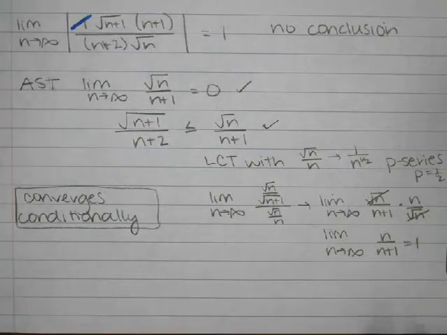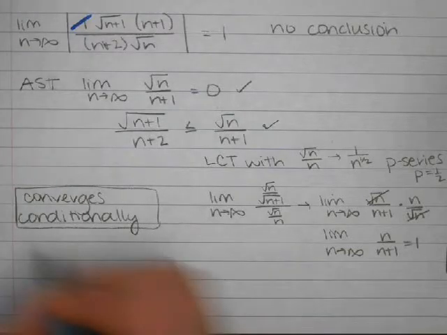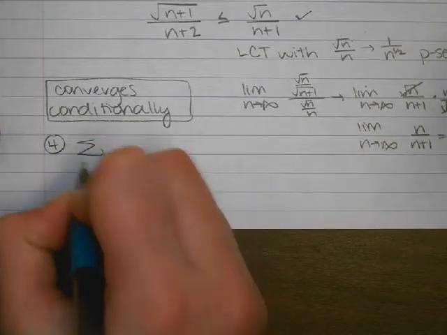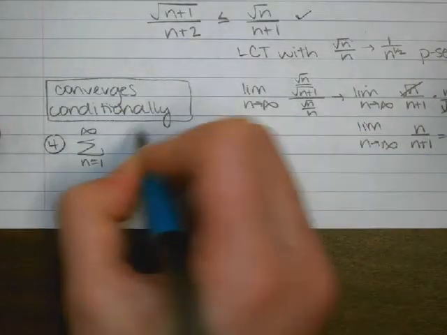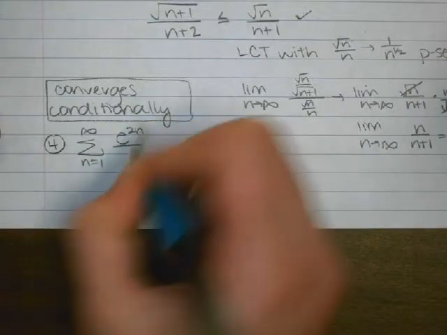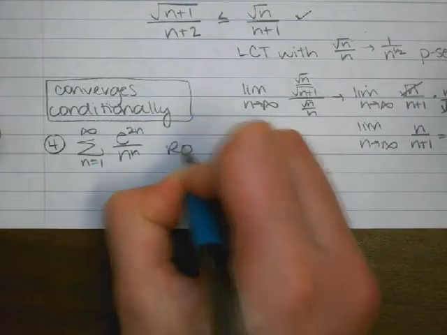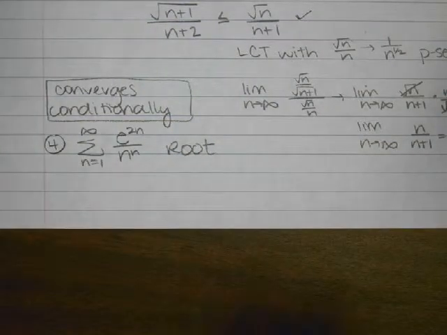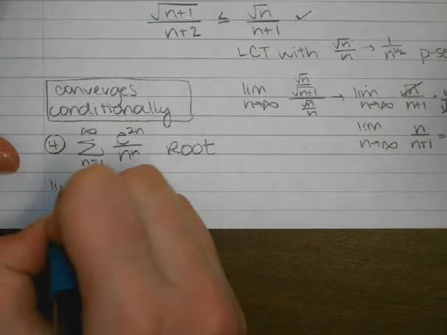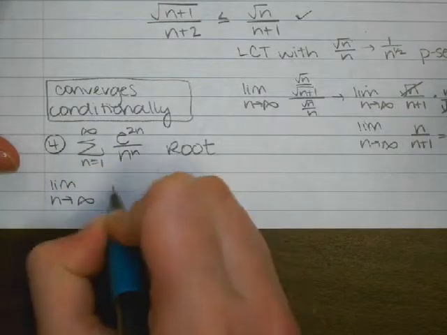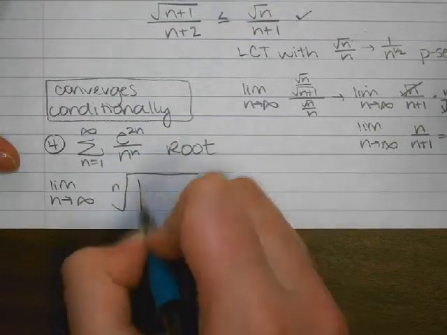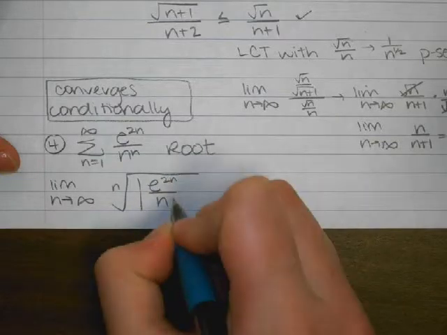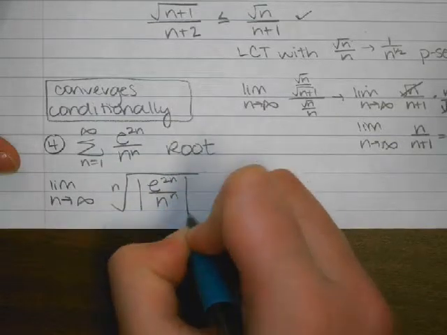All right, and then we're going to go ahead and do one last example because we have to have a root example. So for this one, we're going to say n equals 1 to infinity of e to the 2n over n to the n. And finally, we have a root test because we have something where we have things to the nth power. So I'm going to say the limit as n goes to infinity of the nth root of the absolute value of e to the 2n over n to the n, right here.